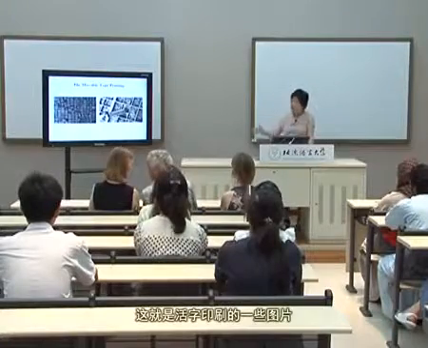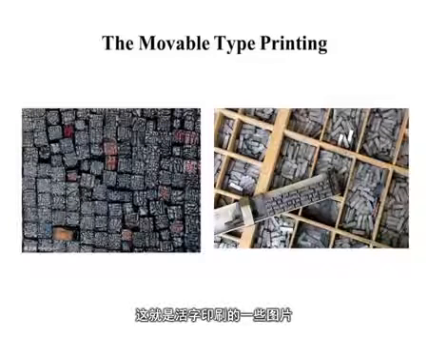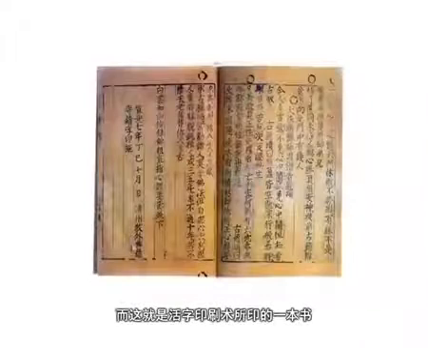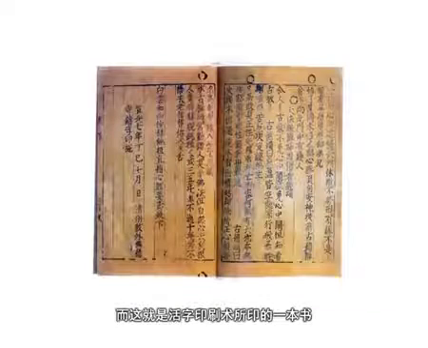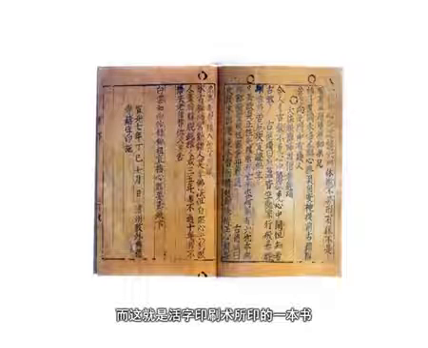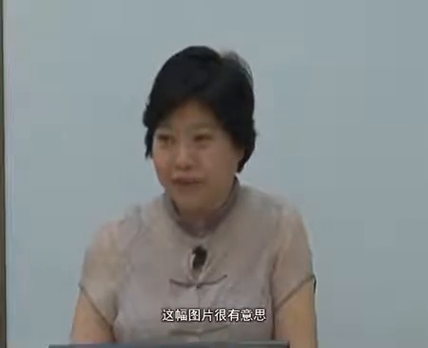Now you can see these are pictures of the movable components of printing here. And this is a book printed in that way, produced by that kind of printing system. It's quite clear, right? And this picture is very interesting.